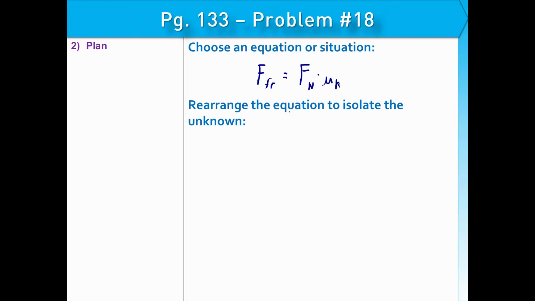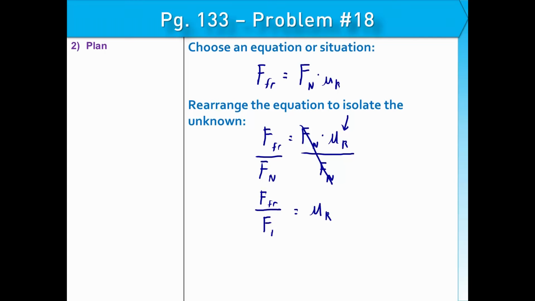All right, so let's go ahead and rewrite this again, and I'll solve for my unknown. In this case, my unknown is right here. So to get this by itself, I'm going to divide both sides by the normal force. This cancels right here. I'll be left with coefficient of kinetic friction equal to the force of friction divided by the normal force.